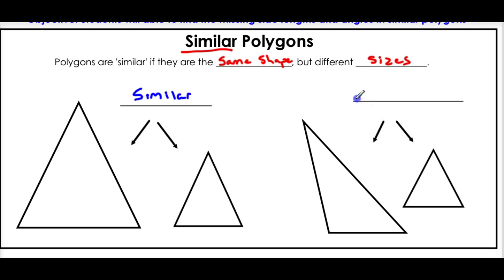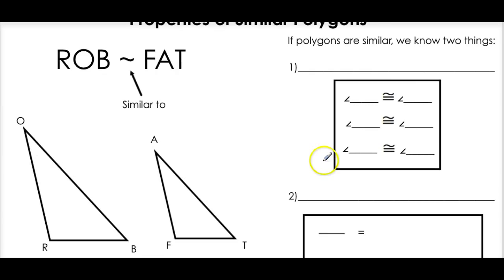These two would not be similar, right? Because even though they're both triangles, the way they're shaped is different. This one is kind of leaning to the left, and this one's not leaning to the left, so they're not similar. All right? So similar: same shape, different sizes. Not similar: not the same shape.